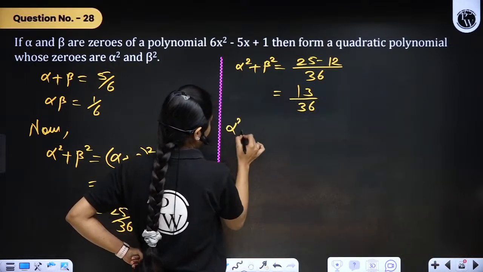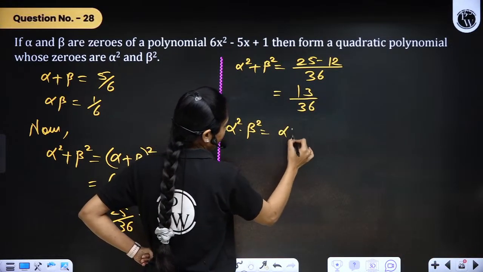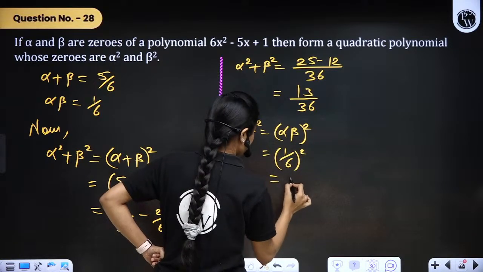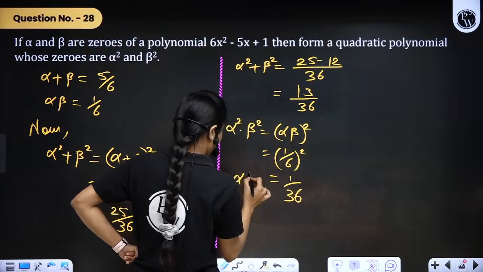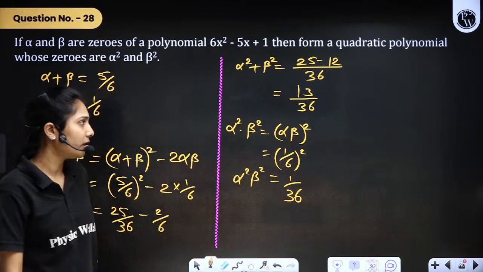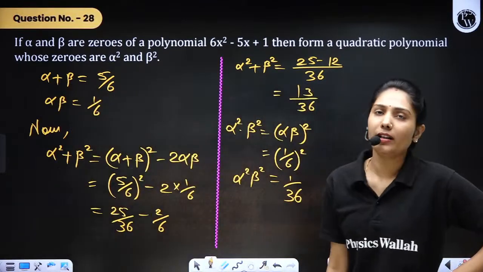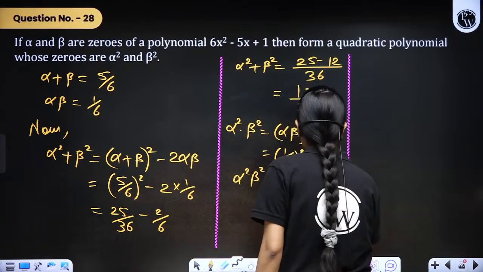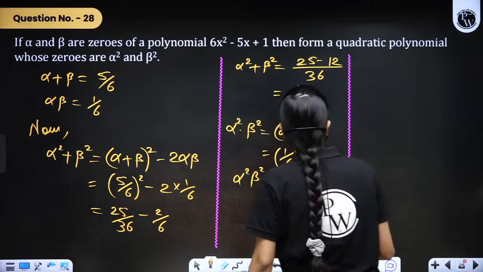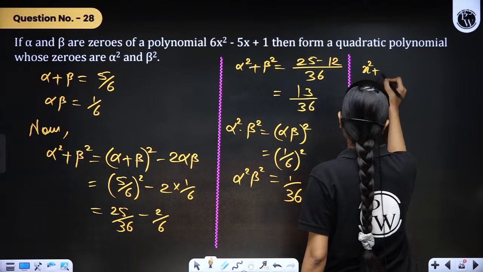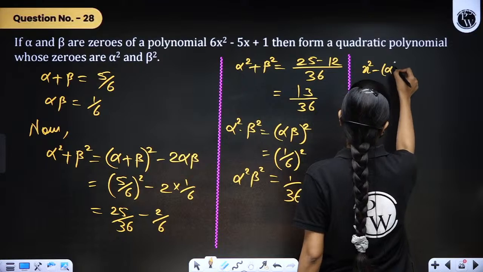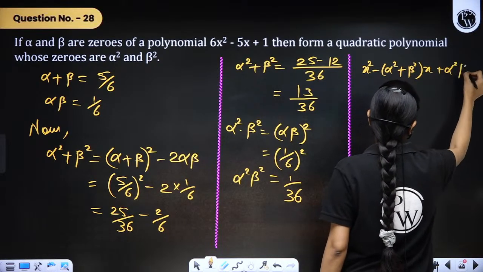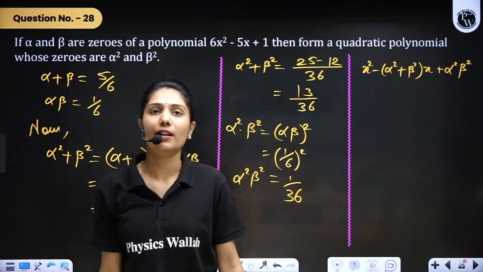Similarly, alpha square into beta square is (alpha into beta) whole square, which is (1 by 6) square, that is 1 by 36. Okay, so alpha square beta square is 1 by 36. Now we can easily form the quadratic polynomial. The quadratic polynomial is x square minus (alpha square plus beta square) x plus alpha square into beta square. That's the required quadratic polynomial.